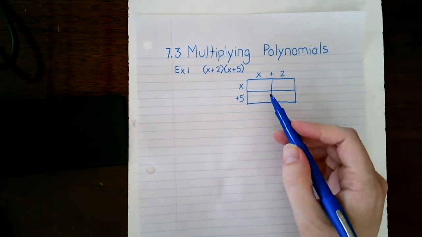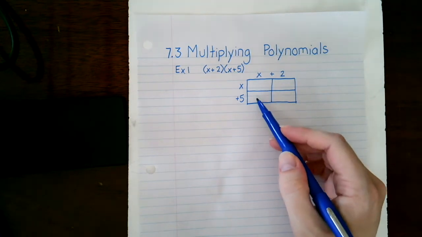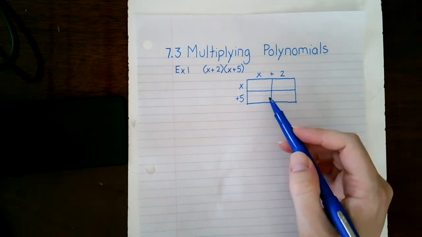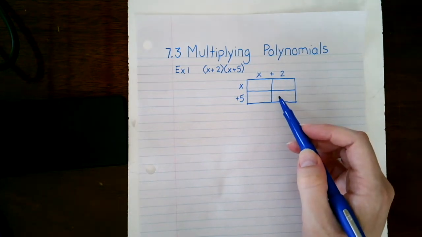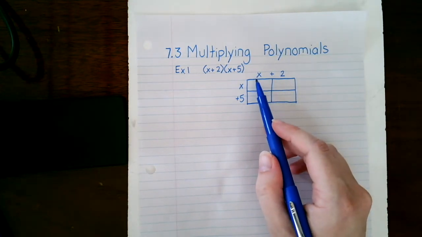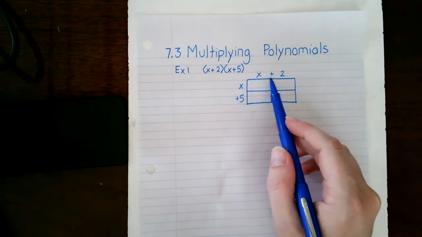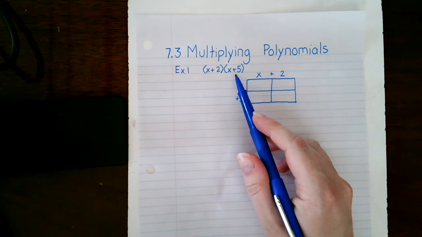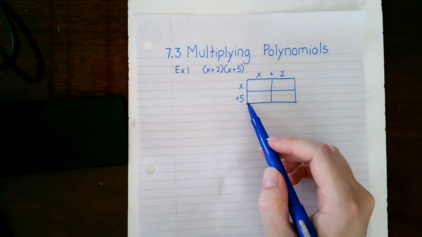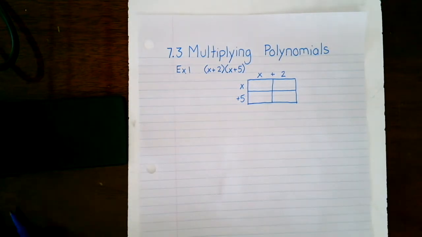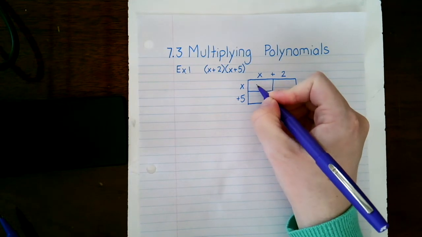Okay, so now this is called an area model because we are going to go ahead and find the area of each individual rectangle, and then we're going to add them all together in order to find the total area. So we are saying that this top binomial would be like the length of this rectangle, and the side binomial here that we wrote would be like the width of the rectangle. So we'll start by multiplying x times x. So that would be x squared.